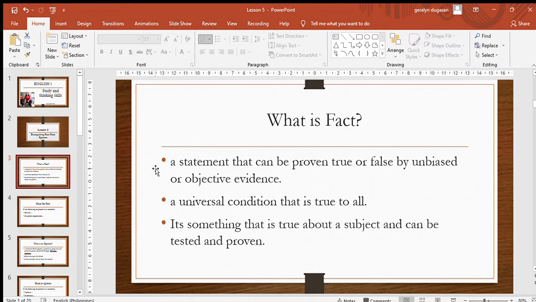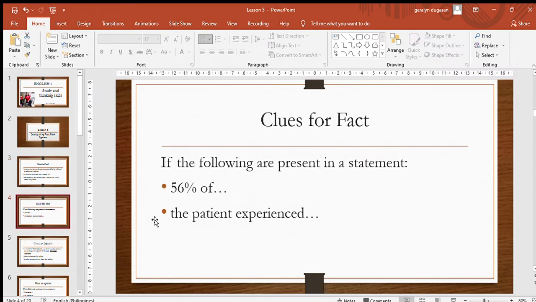What is a fact? A fact is a statement that can be proven true or false by unbiased or objective evidence. It is a universal condition that is true to all. A fact is something that is true about a subject and can be tested or proven. We have some clues for facts: if the following are present in the statement, like 56% off or the patient experience, it is a fact.